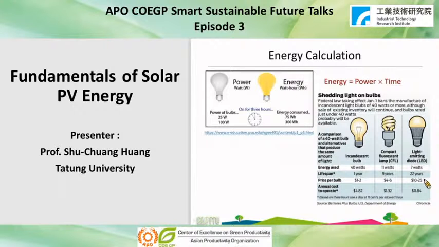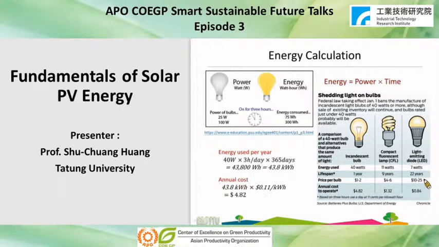So use the electrical light bulb as an example. For a 40 watts light bulb, if you light it on for 3 hours a day, and for a year, the overall energy is about 43.8 kilowatt hour. So remember that the unit for power is watt, but the unit for energy is watt times hour.